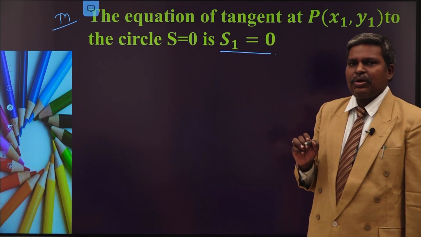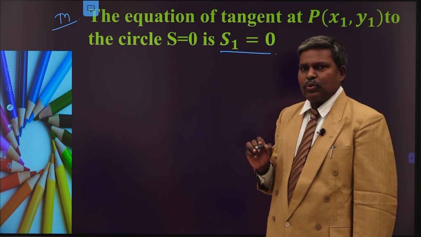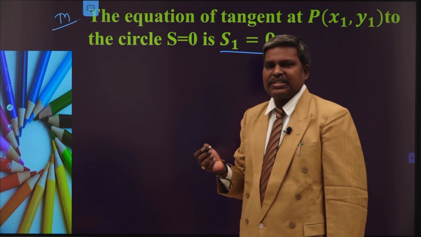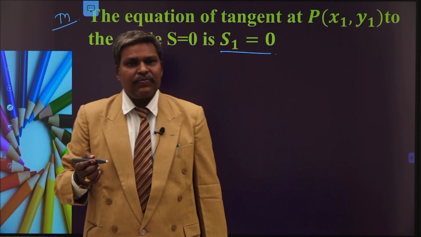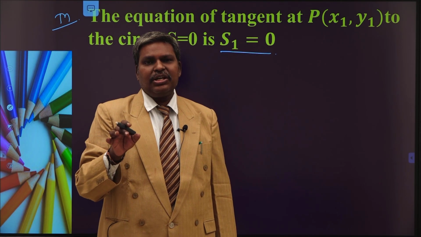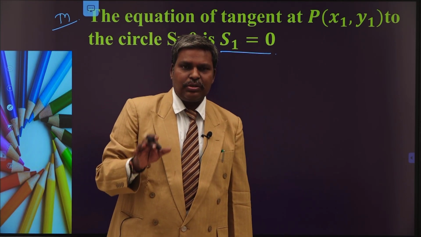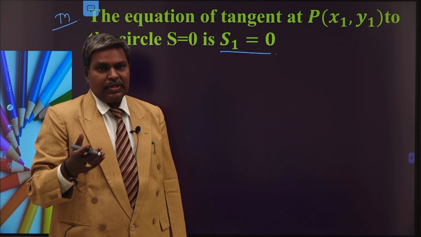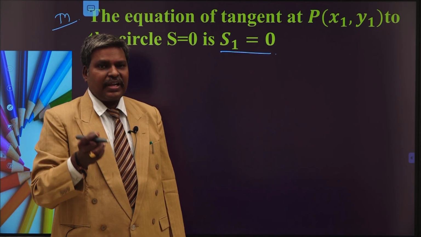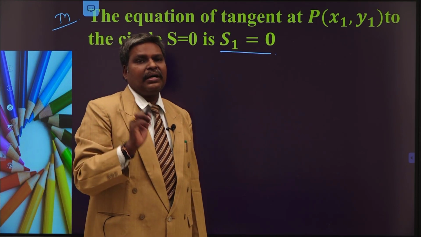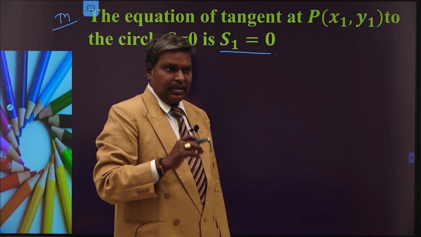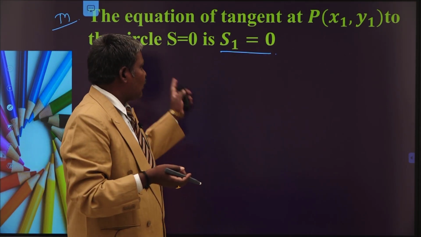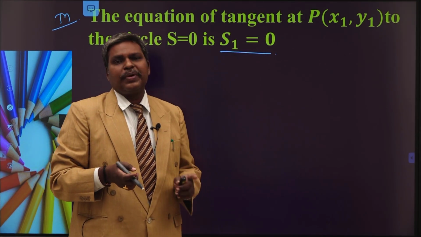What about y = mx ± r√(1 + m²), or y + f = m(x + g) ± r√(1 + m²)? That is also tangent to the circle S = 0. That is called the general tangent equation, slope form. But here we are doing the equation of tangent at a particular point on the circumference of the circle. That is also the equation of tangent in the form of slope. Here we are doing the equation of tangent at a particular point.